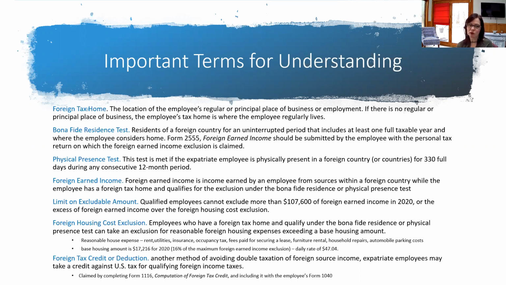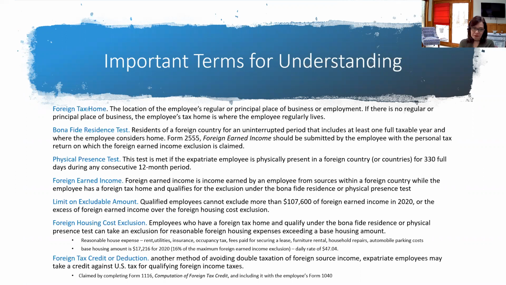Form 2555, foreign earned income, should be submitted by the employee with the personal tax return on which the foreign earned income exclusion is claimed. Physical presence test. This test is met if the expatriate employee is physically present in a foreign country or countries for 330 full days during any consecutive 12-month period. Foreign earned income is income earned by an employee from sources within a foreign country while the employee has a foreign tax home and qualifies for the exclusion under the bona fide residence or physical presence test.